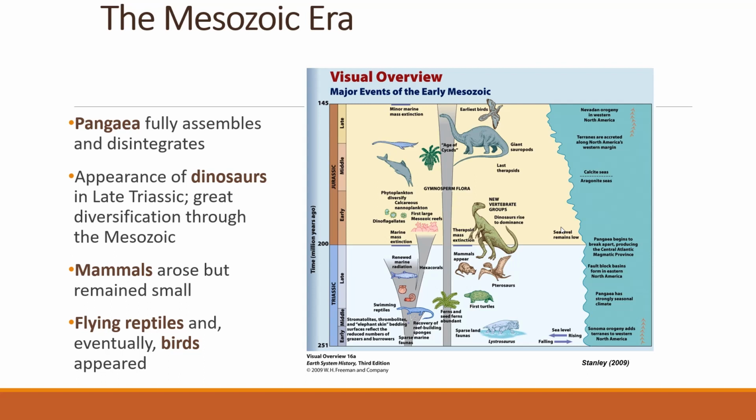Mammals do start to arise in the Triassic, but they are very small and they are not the dominant family on the planet. We do have flying reptiles and eventually birds appearing. Some species are still around, like turtles and sharks. So we have a lot of diversification in life.